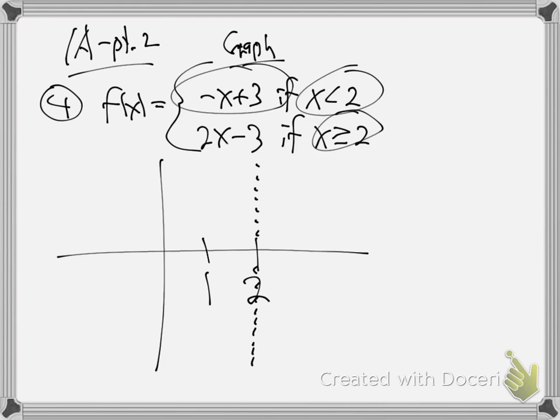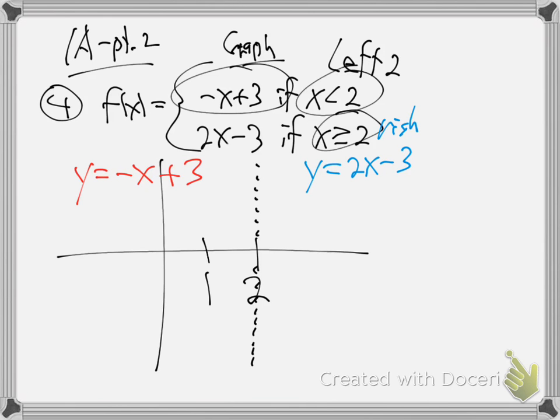So in other words, we have minus x plus 3 when you're left of 2. So over here, I'll do y equals minus x plus 3. And then over here, I'll do y equals 2x minus 3, right of 2. Make sense? We have this equation to the right of 2 and this equation to the left of 2. That's what it's saying. It's saying two different equations in two different territories, whether you're left of 2 or right of 2.